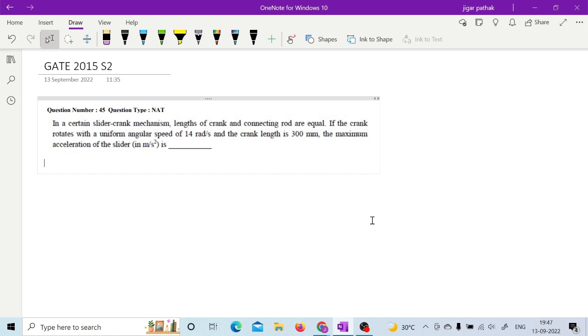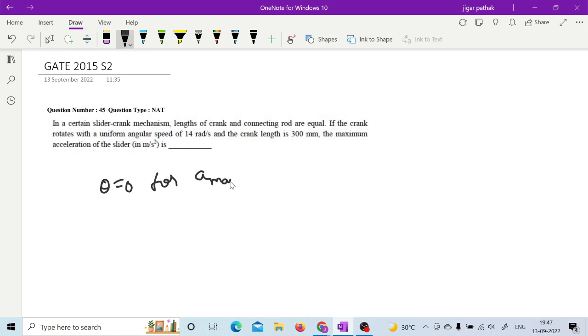So maximum acceleration will be at theta equal to 0, right? I'm giving you the hint. Now you can calculate and type in your answer in the chat box. You can use that equation which we have derived for the acceleration of the piston or the slider. Done, sir. 117.619. Correct. So everyone is getting the same answer?